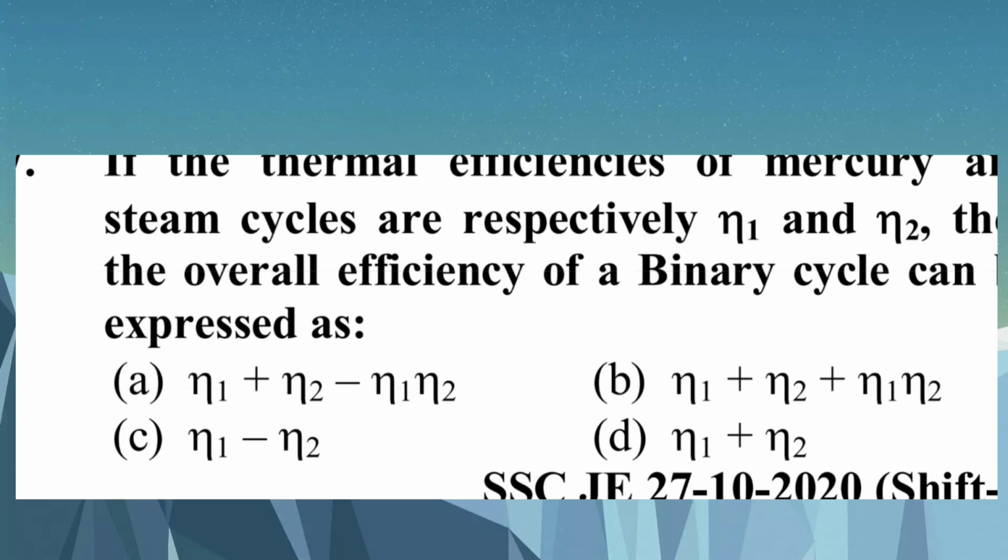Question number 37. If the thermal efficiency of the mercury and the steam cycle are respectively N1 and N2, then the overall efficiency of a binary cycle can be expressed by A. N1 plus N2 minus N1 N2. B. Efficiency 1 plus efficiency 2 plus efficiency 1 and efficiency 2. C. Efficiency 1 minus efficiency 2. D. Efficiency 1 plus efficiency 2. A. Efficiency 1 plus efficiency 2 minus efficiency 1 into efficiency 2.